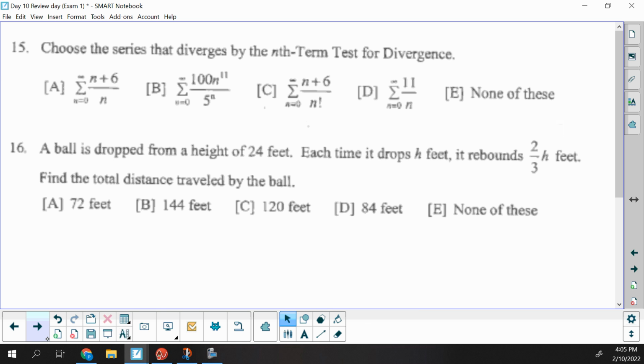We're going to go over to 15 next. We want to find one that diverges by the nth term test. So we need our individual terms to not go to 0. Well, in the first one, we've got same degree. So the ratio of leading coefficients is 1 over 1. So this is going to approach 1 for the terms. We need it to approach 0, so that's our 1 right there. It's going to diverge by nth term test. But let's just talk about the other ones.